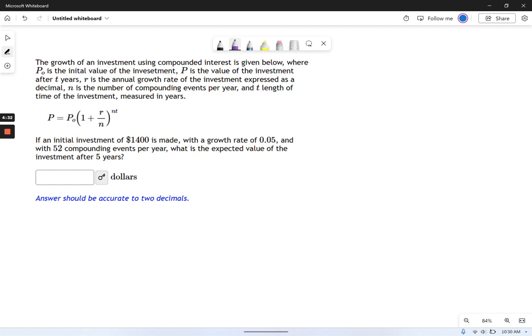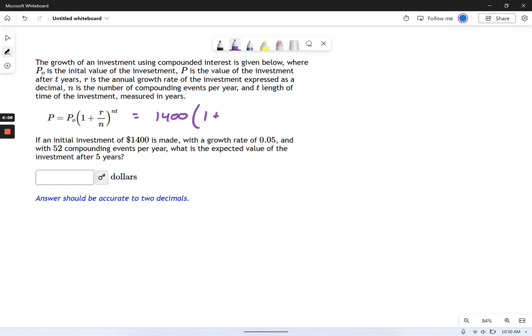So if you haven't already, read this paragraph over. I want you to understand what variables are what. Each of these variables has a meaning. And now I'm just going to show you how to plug this stuff in. So the initial investment, $1,400, that's P with a little zero under it. So this is going to be equal to 1,400 times, and now look what I'm doing. I'm just putting exactly what the equation tells me to.